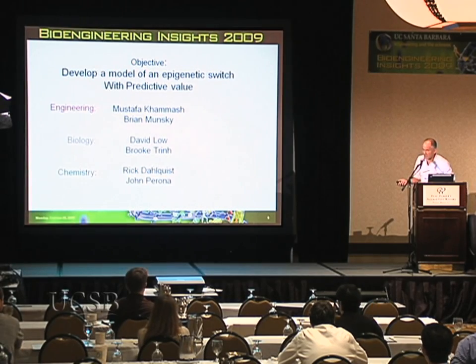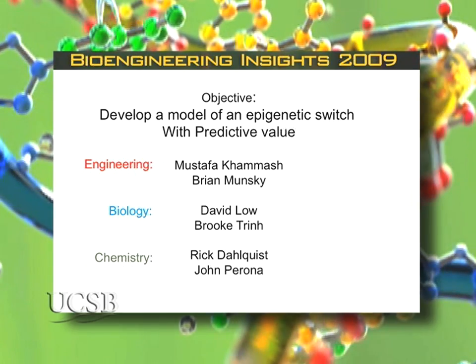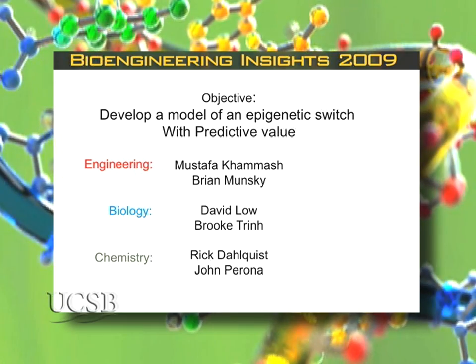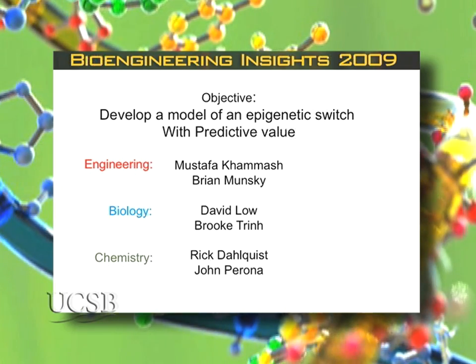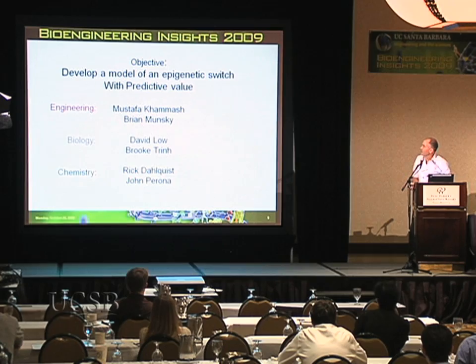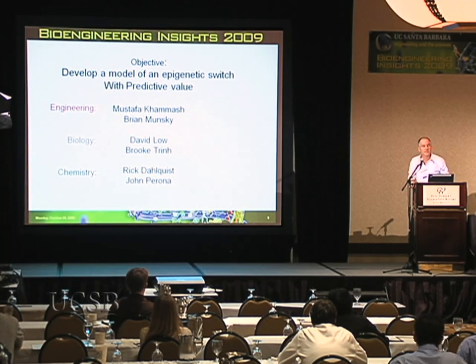So I didn't come willingly. I came because our system was incredibly complex and too complex for us to understand. We weren't smart enough to figure it out. And so we started by collaborating with Mustafa Khammash in engineering, and at the time his student Brian Munsky, who's now at Los Alamos. As well, I got Rick Dahlquist and John Perona interested in the structures of the regulators that I'm going to talk about. And one that I'll mention at the end, Mike Mahan's lab got interested in the pathogenesis aspects and actually has made a lot of progress in understanding how the epigenetic system regulates virulence.